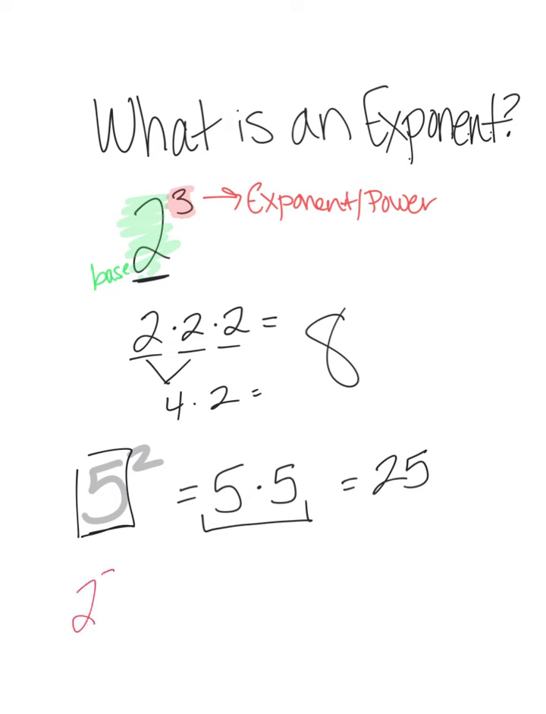Another example could be, let's see, how about 2 to the 5th power? So again, I have the base of 2. So that means I'm going to write my base of 2. The exponent is 5. So I'm going to have 5 factors of 2. So I have 2, 2, 2, 2, and 2, or the base of 2 multiplied by itself 5 times.